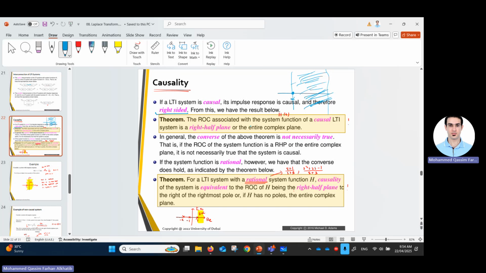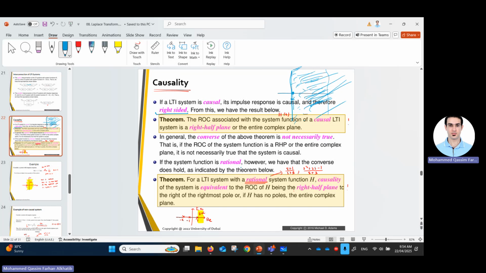The region of convergence associated with the system function of a causal LTI system is a right half plane or the entire complex plane. What they mean by the entire complex plane is like this: I'm taking all values of the complex plane. In general, the converse of the above theorem is not necessarily true. That is, if the region of convergence of the system function is a right half plane or the entire complex plane, it is not necessarily said that the system is causal.